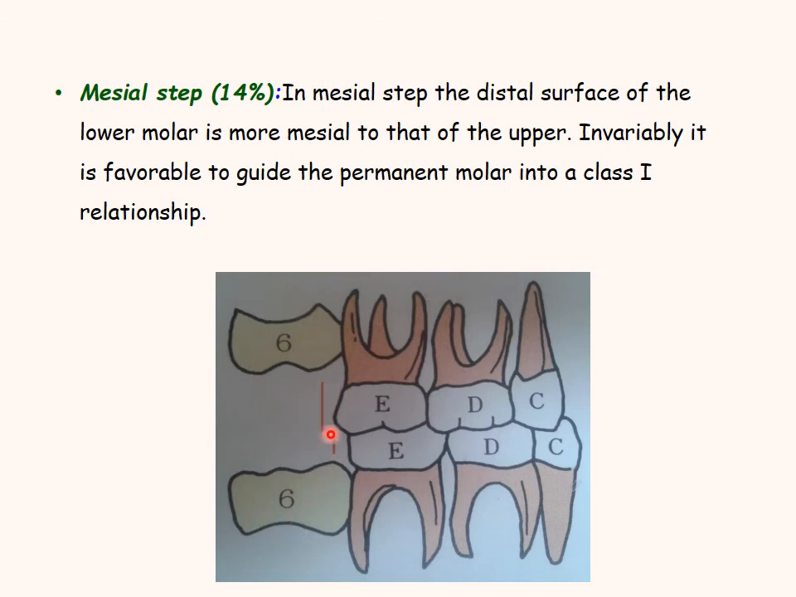In this case you don't have a straight plane; the terminal planes are not in a straight line. The mandibular teeth are slightly ahead of the maxillary teeth. So the distal surface of the lower second molar is mesial to the distal surface of the upper second molar. This is called the mesial step.